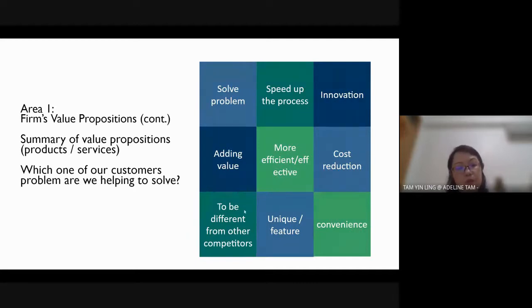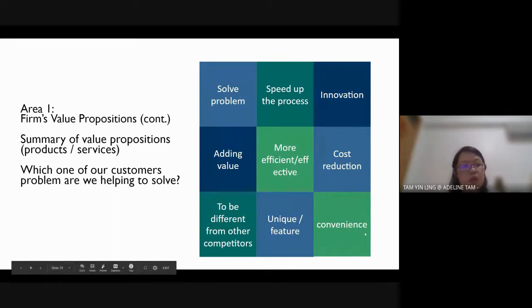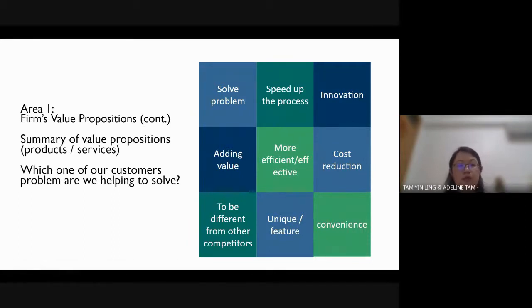And then to be different from other competitors, this is also important, so that your product looks unique and different. Okay, unique feature and convenient. So based on this, you choose either one as your main value. Not all, you can't do everything at the same time. You only choose one. Choosing one is good enough.